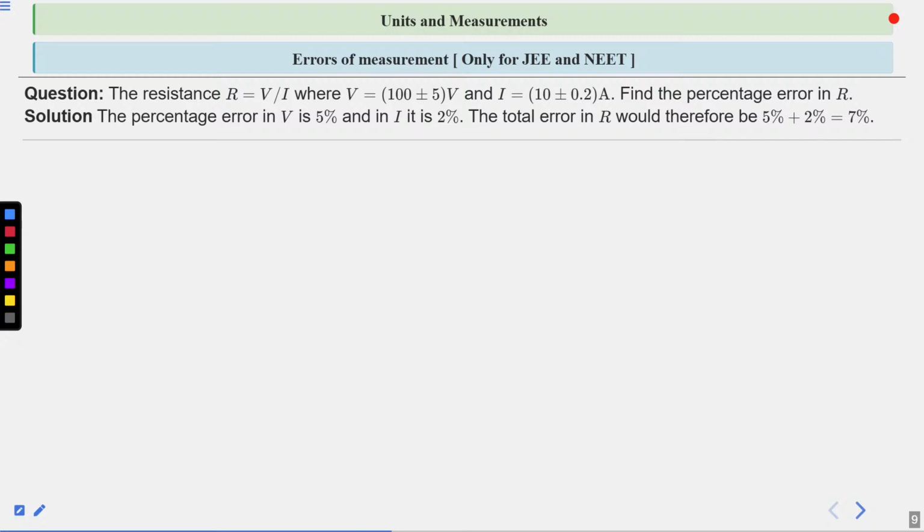The percentage error in V is 5% and in I is 2%. The total error in R would therefore be 5% plus 2% is equal to 7%. Clear? Any doubt? Please ask. Please ask your doubts.